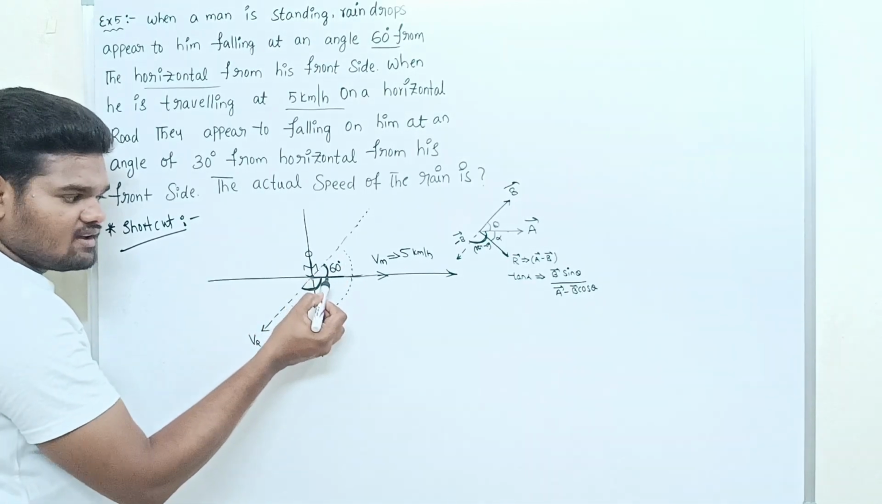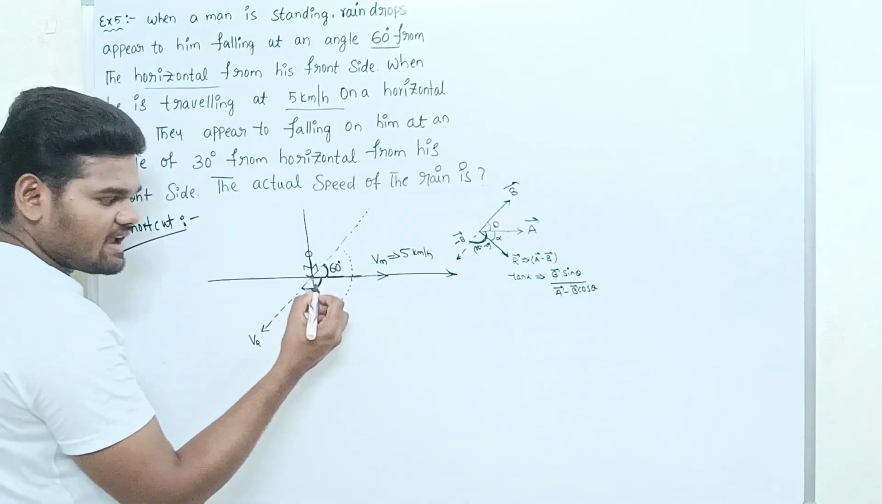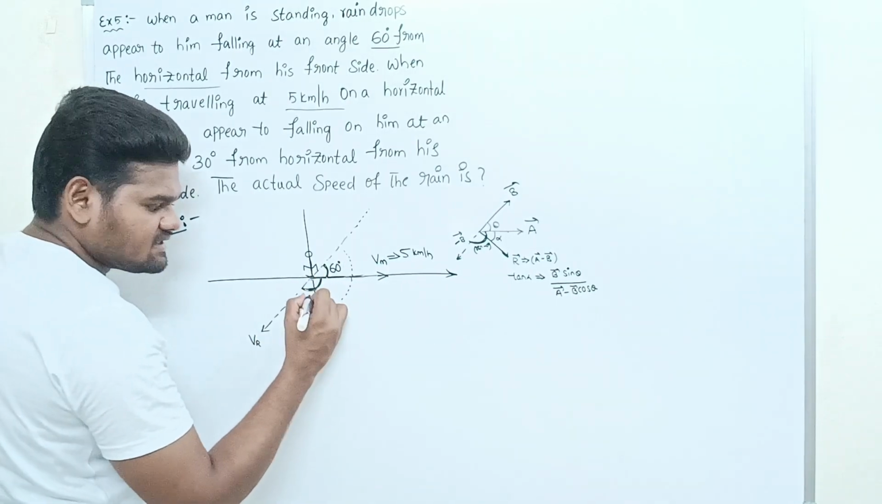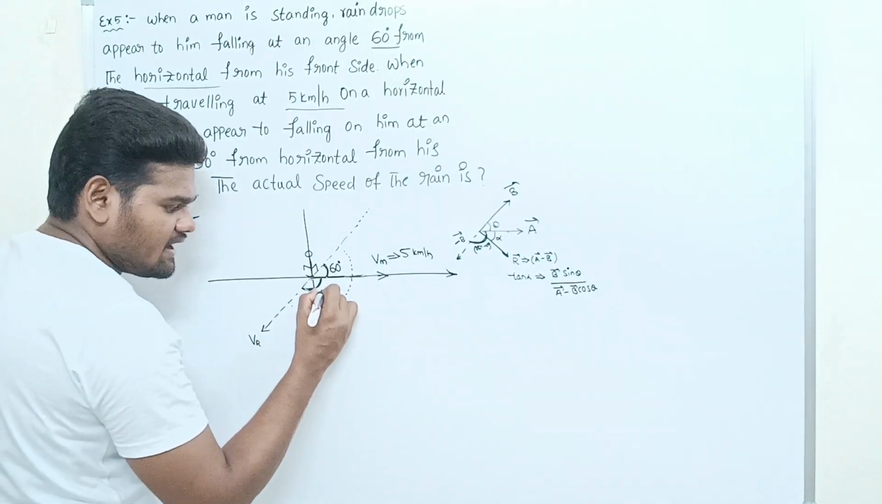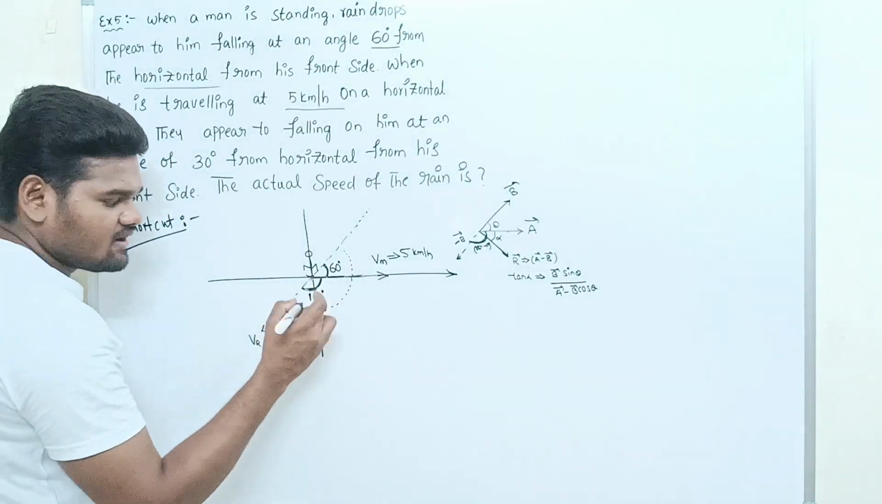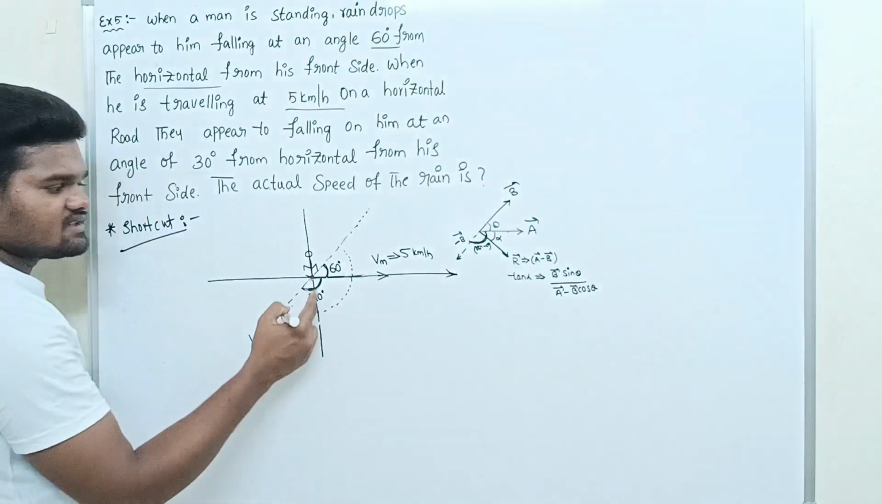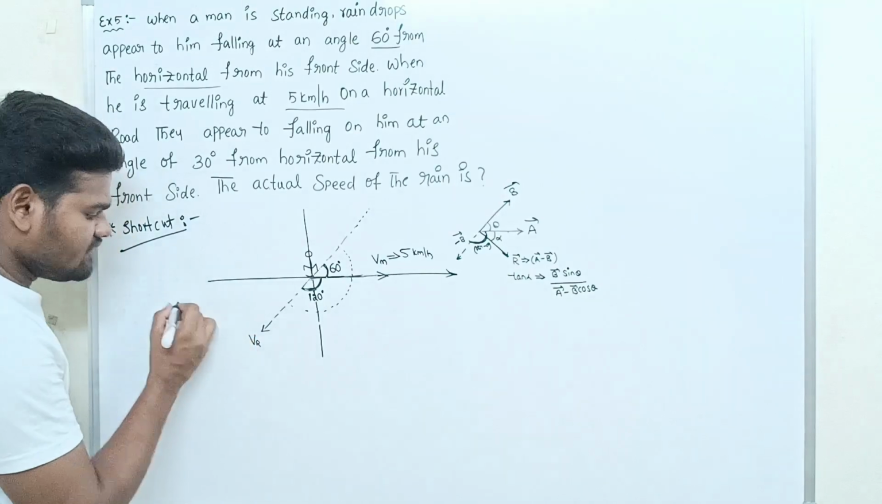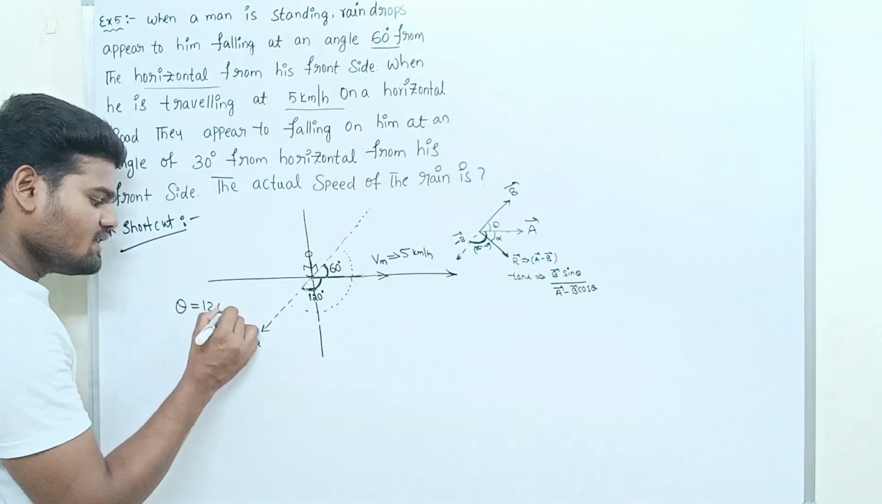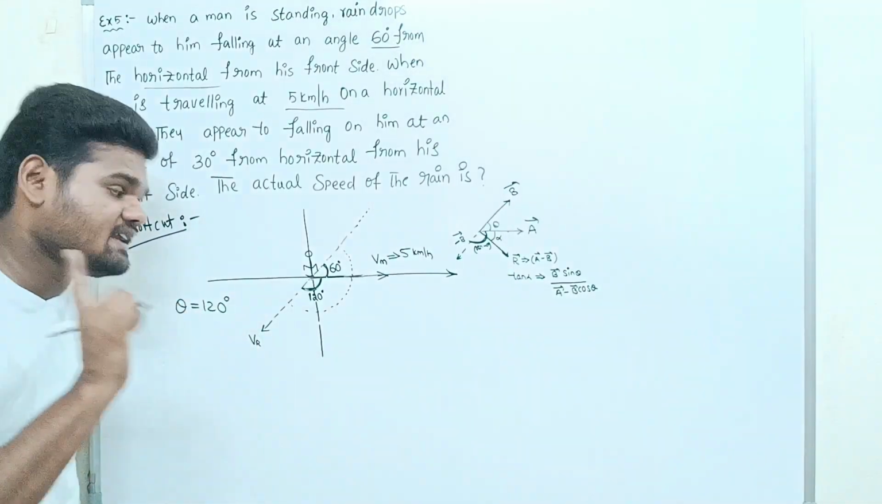So from here to here, 60 degrees. Then what is the remaining angle? 180 minus 60. How much is it? 120 degrees. Now the angle between Vm and Vr, theta, is equal to how much? 120 degrees. It is clear.